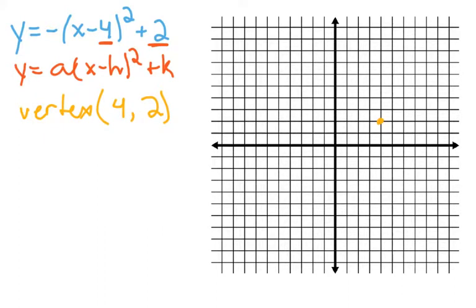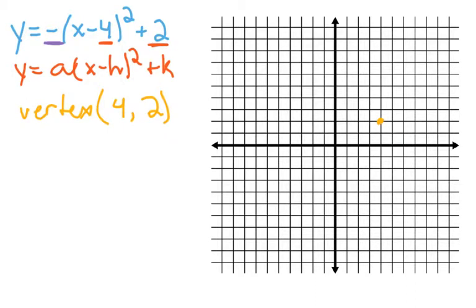Now, A, which is right here, there's no number there, but there is a negative sign, which means A is negative 1, meaning that my parabola is going to open down. It's going to look like a hill, right? It's going to look like the letter n, kind of.